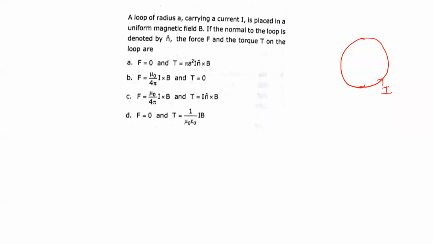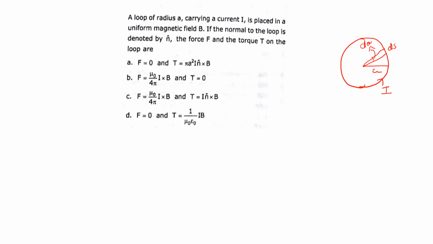So we will have a magnetic field coming. We'll have a magnetic field. And this is the radius of the loop. A is the radius of the loop. And let's take a segment ds which subtends an angle d theta at the center.